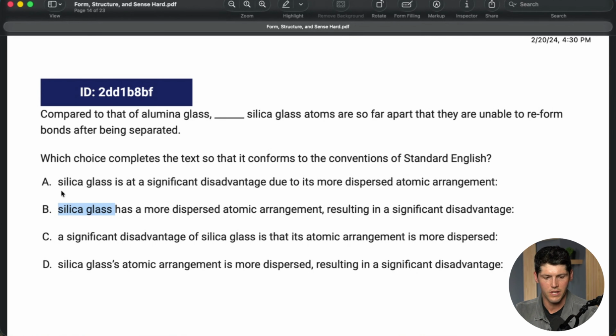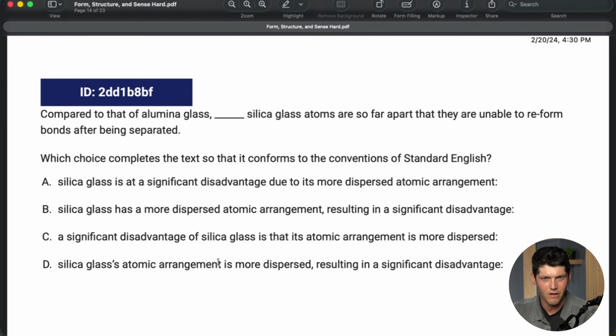Now we have one question to ask ourselves. Who or what is compared to that of alumina glass? Is it a significant disadvantage or silica glass's atomic arrangement? Now this is really, really subtle, but I bet you could figure it out. Compared to that of alumina glass, silica glass's atomic arrangement is more dispersed. Certainly that makes sense. We're comparing something about alumina glass, and that would be the glass's atomic arrangement, right? So answer choice D is definitely the best answer.